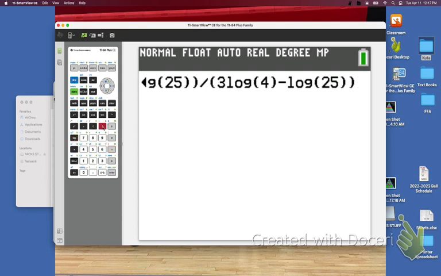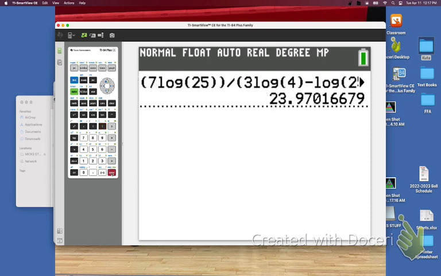Okay, are there lots of parentheses involved here? Yes. You got 23, approximately 24. Okay. You have to put your numerator in parentheses. You have to put the whole denominator in parentheses. It's important to know how to put things in your calculator, guys. Does everyone get that? Okay.